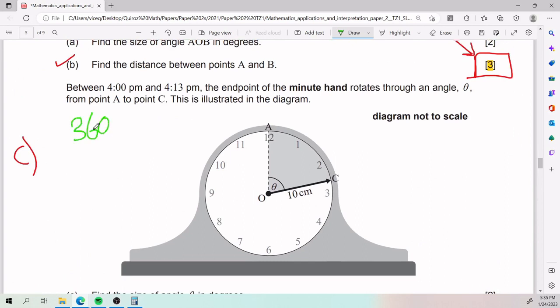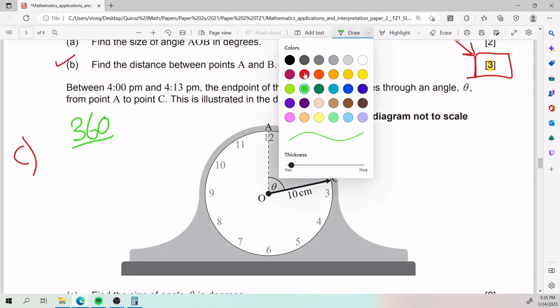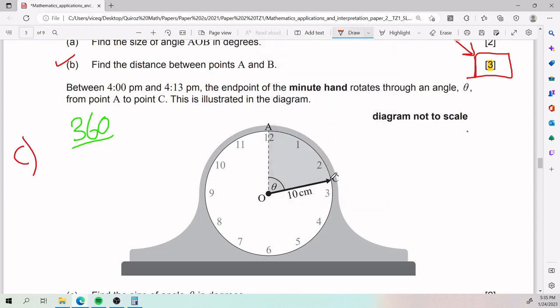We still have 360 on top because there are 360 degrees going around, but my denominator is going to change a little bit. In this case, I can't do it by 12 because this value that I'm trying to find here isn't aligned with any of the big numbers. So what you actually have to do is align your formula with the little numbers. What do I mean by this?